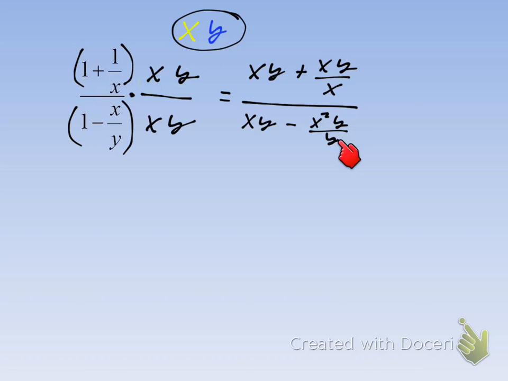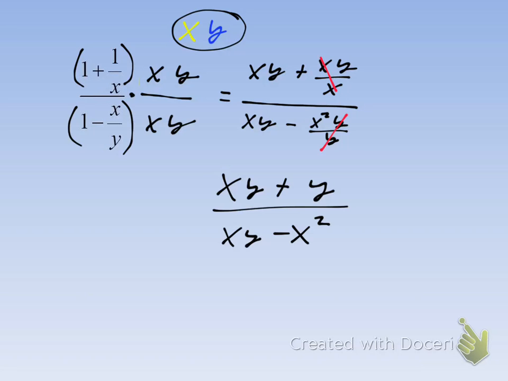Now if you look at these two terms individually, you'll see there are cancellations you can do right there. This x and this x cancel each other out, and the y's in the second one cancel each other out, getting rid of your complex fraction. So you're left with xy plus y over xy minus x squared. And that is your answer. The xy terms do not cancel out because, once again, they have to cancel out in every single term throughout. Okay, so that's the trick to that.